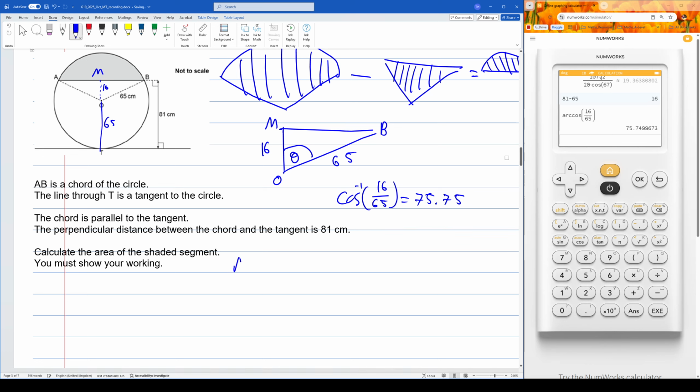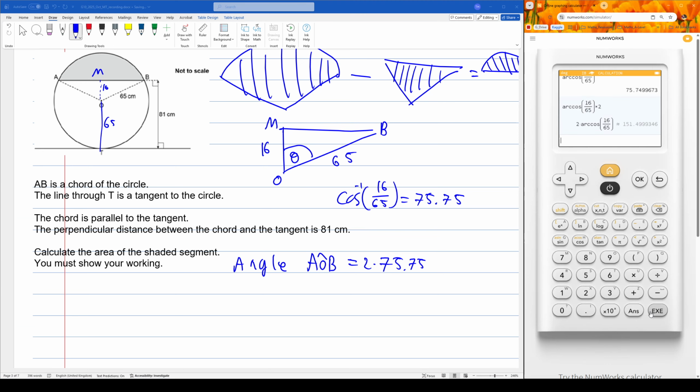So therefore, angle BOA, or maybe I should say AOB just because it sounds better. AOB is 2 times 75.75, and I get 151.5 as that angle in there.